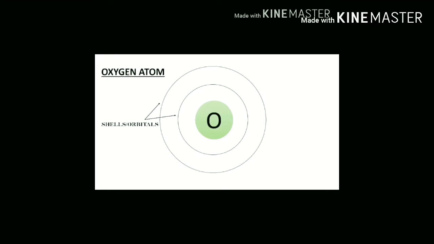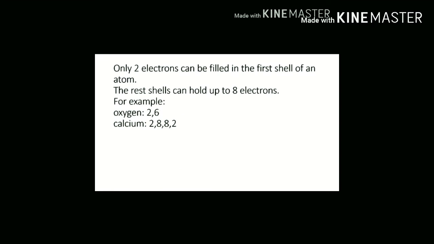Here is the example. Protons and neutrons that are nucleons will be in the middle and electrons will be orbiting around them. In their shells, only 2 electrons can be filled in the first shell of an atom. The second shell will have 8 electrons and the third will have 8 electrons. For example, oxygen has 8 electrons, so the first shell will have 2 electrons and the second shell will have 6. Another example is calcium. Calcium has 20 electrons, so the first shell will have 2 electrons, the second will have 8 and the third will have 8 electrons, and the last shell will have 2 electrons, the remaining ones.